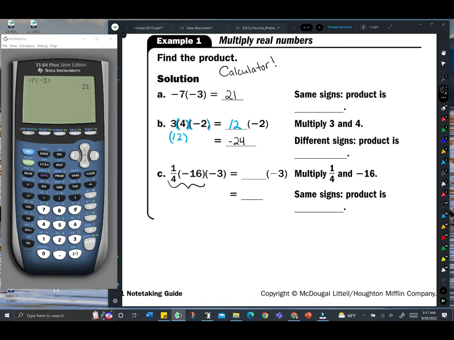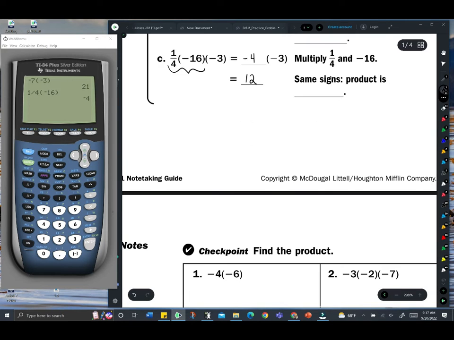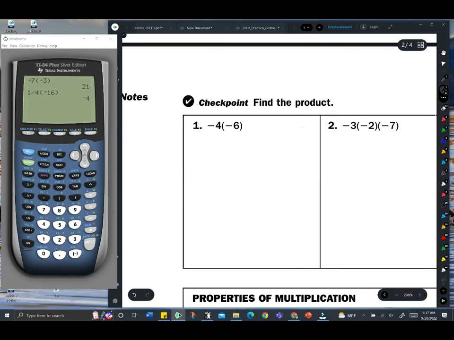Fractions, same idea. Let's think of 1/4 times negative 16. 1/4 of negative 16 is going to be negative 4. Negative 4 times negative 3 is positive 12. Negative times negative is positive. Other than that, calculator.